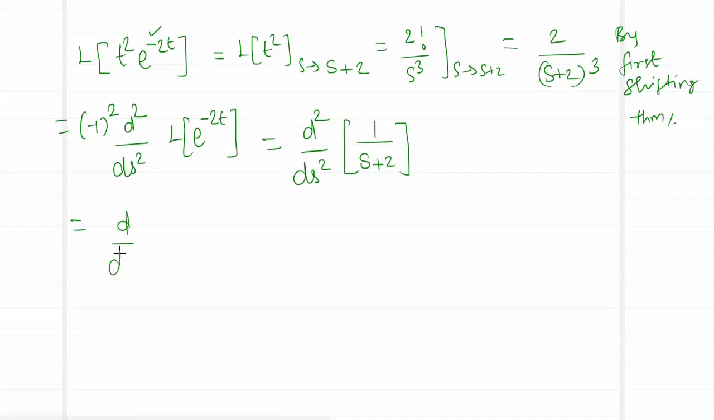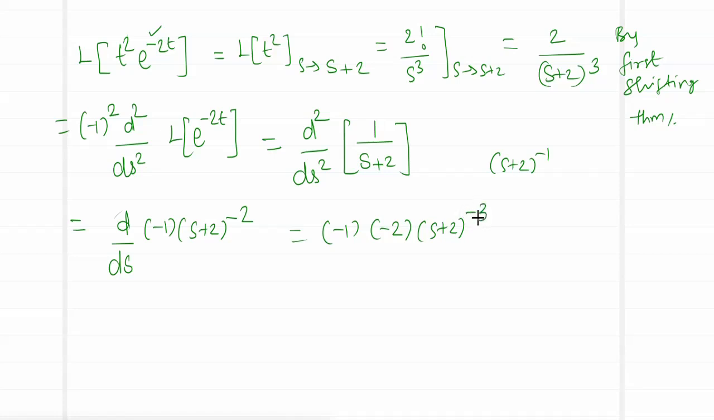If I differentiate one time, it becomes d/ds of (s plus 2) inverse, and on differentiation gives me minus 1 into (s plus 2) to the power minus 2. Now I have to differentiate one more time because the power is 2, so it is a second order derivative. So minus 1, and (s plus 2) to the power minus 2 on differentiation gives minus 2 into (s plus 2) to the power minus 3. So now this gives me minus 1 into minus 2, which is 2, divided by, since the minus 3 comes into the denominator, (s plus 2) whole cubed.